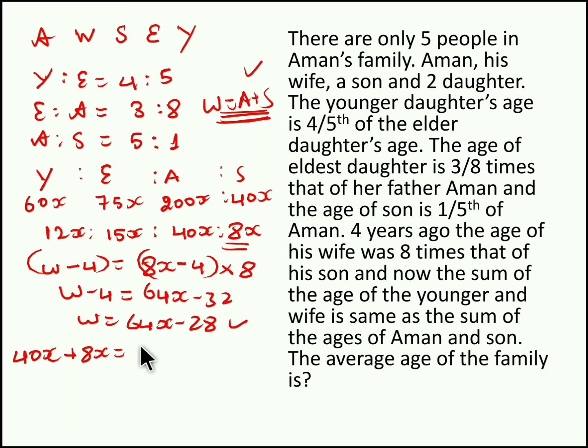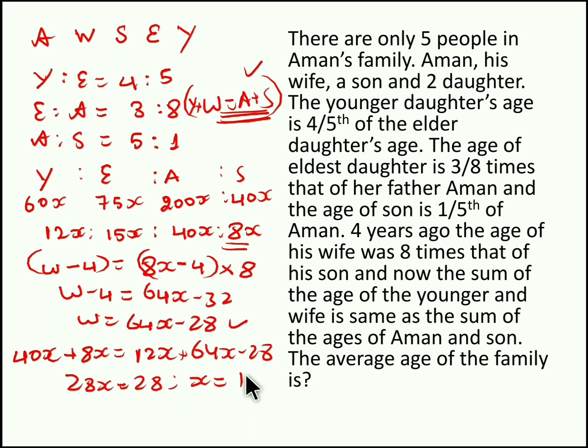So the youngest daughter and wife's age is same as Aman and son. We know youngest daughter's age is 12 parts. So 12 plus wife's age, 64x minus 28. Now when you solve it, you will get the x value. Now it's 28x equal to 28. So x equal to 1 year. So one part is 1 year.